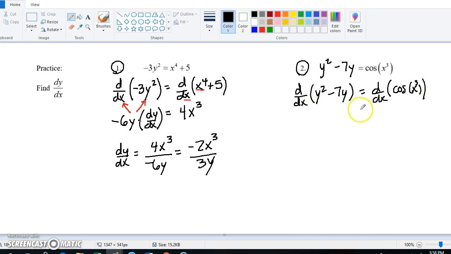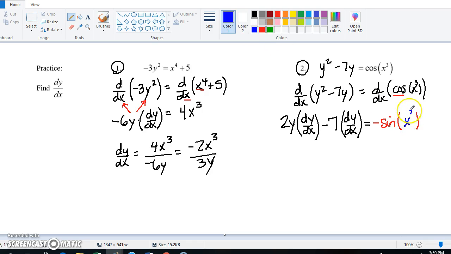So I'm differentiating the left-hand side using the power rule. I get 2 times y. Remember, y is a function of x, so I'm going to multiply by the derivative dy dx. Negative 7y, derivative is negative 7. Y is a function of x, so I must multiply by the dy dx. We just applied the chain rule in both of those situations. Okay, the right-hand side. We do need to use the chain rule here. We first start with the derivative of the cosine of something. That's a negative sign.